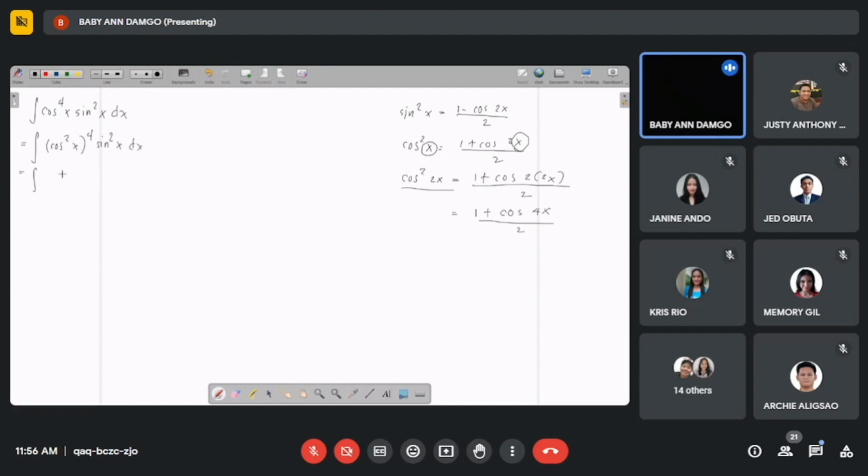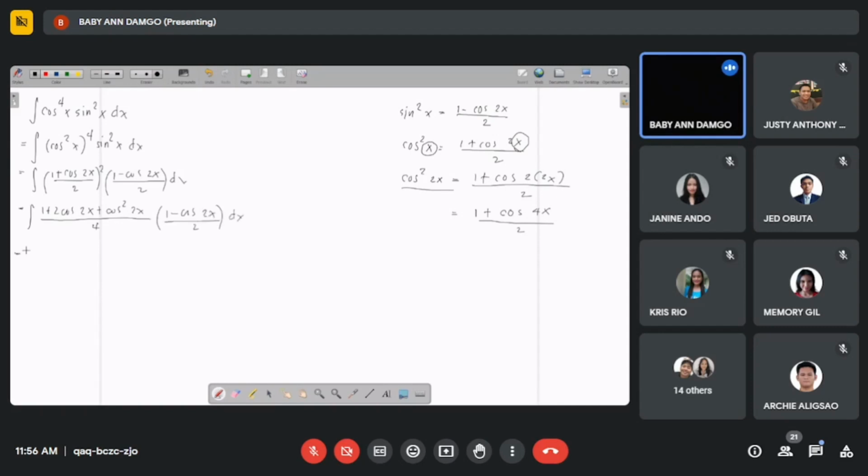So cosine squared x is 1 plus cosine 2x over 2, squared, times our sine squared x, which is 1 minus cosine 2x over 2, dx. Okay? So simplifying, we have 1 plus 2 cosine 2x plus cosine squared 2x all over 4 times 1 minus cosine 2x over 2 dx.